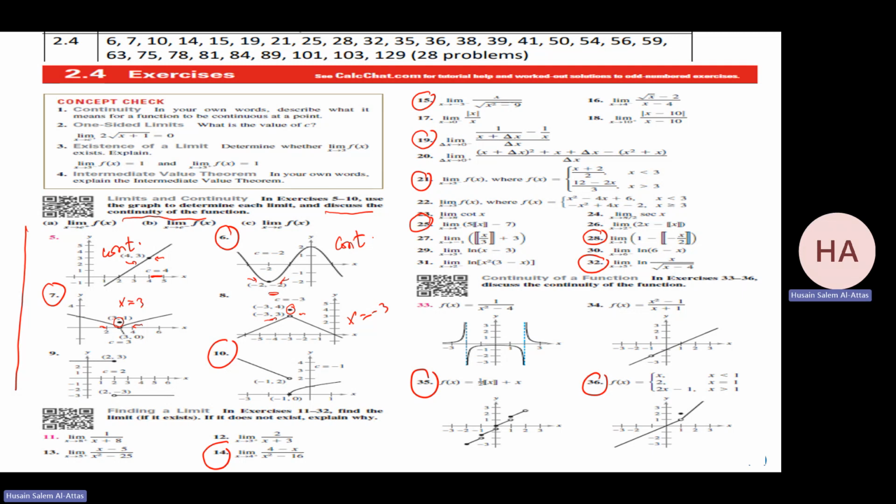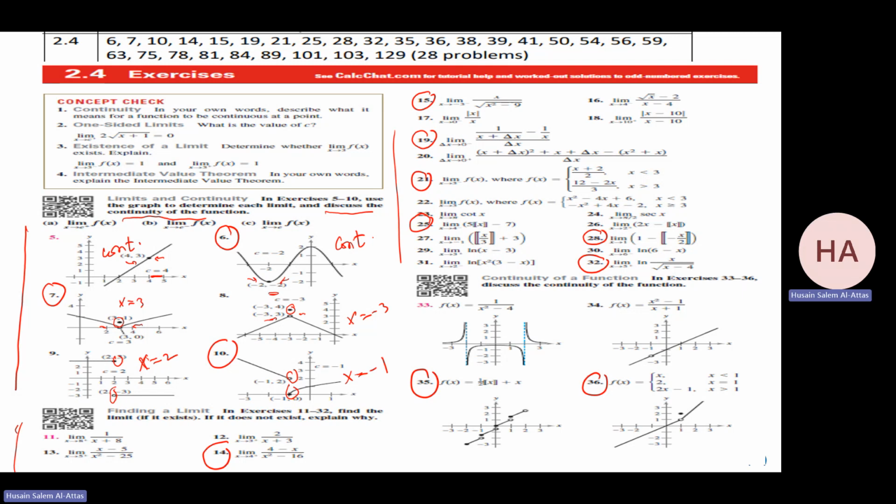Here, right is not equal to left, so the limit does not exist at x equal 2. So we have a discontinuity here at c equal 2. Okay. This is at c equal -1, right not equal to left. So we have a discontinuity at x equal -1.